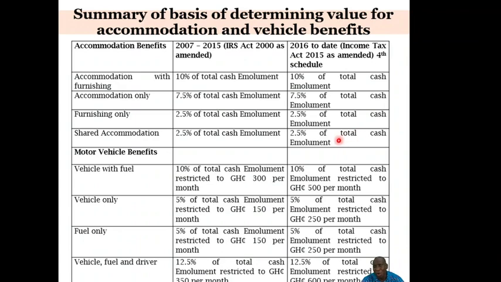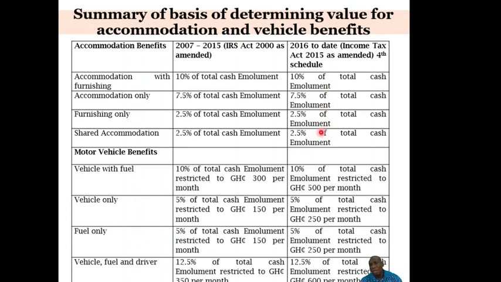So that's how we calculate the accommodation benefit. Very, very simple. These particular facilities, all of them will not be there at the same time. It will be one of these, and you have to determine which one and which particular percentage you are going to use. That's all.